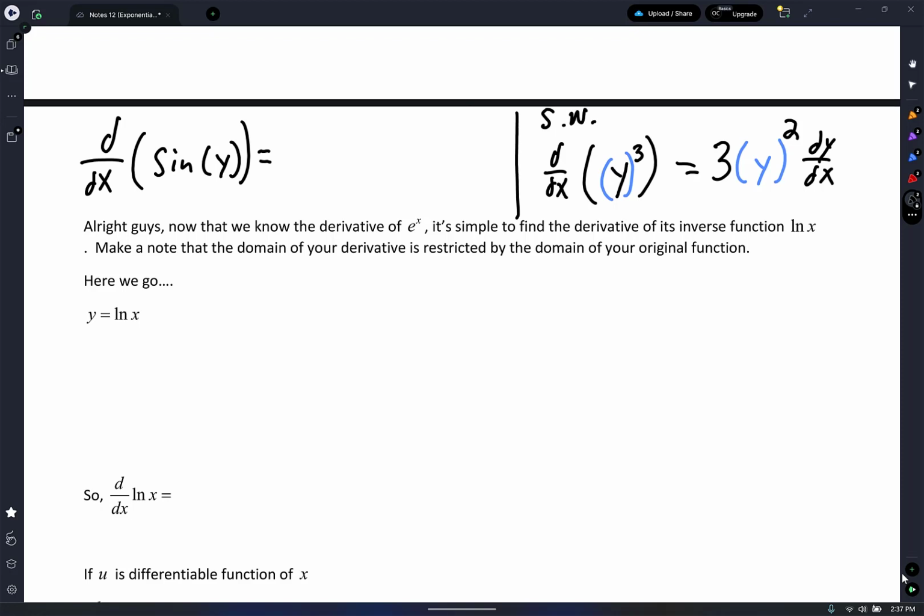Okay, the derivative of sine with respect to x. What's the derivative of sine? Cosine. I leave the inside alone. And then I take the derivative of the inside. Was the inside an x? No. So what's the derivative of the inside? What's the derivative of y? dy dx. Yay or nay? Okay. It just stays like that.